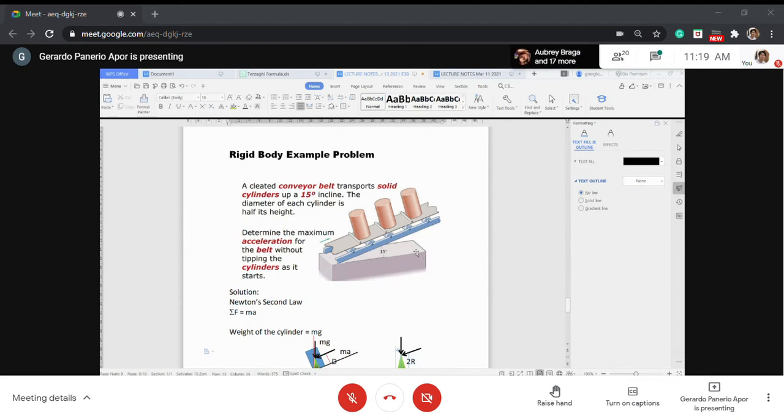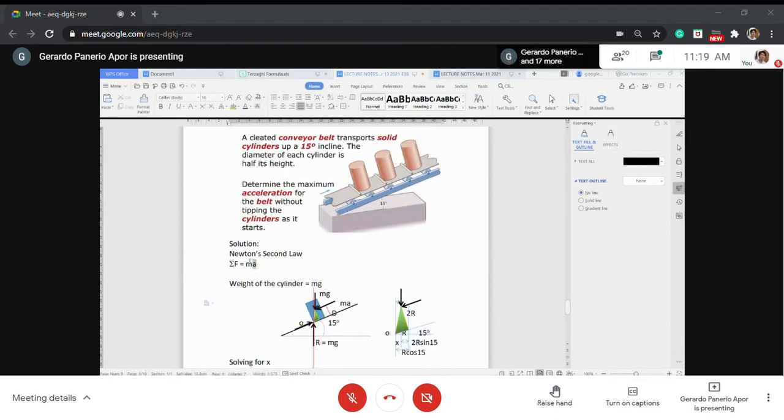The problem now is an engineering problem, no? It's about kinetics. So, determine the maximum acceleration for the belt without tipping the cylinders as it starts. Okay. So, this is a problem about Newton's second law. So, we use Newton's second law, that is mass times acceleration. Actually, it's the acceleration that is unknown.